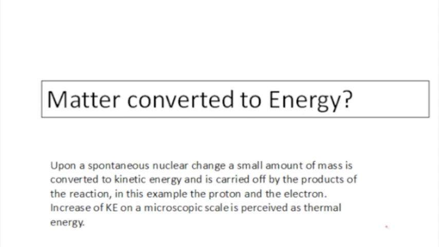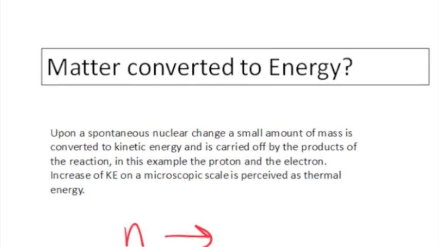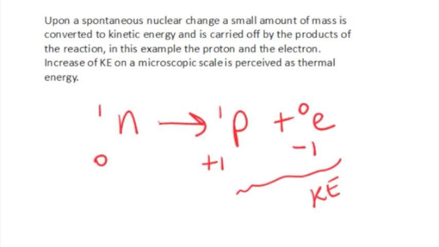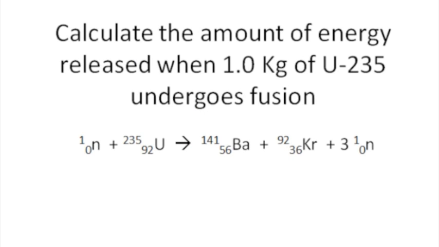So in the example that I just showed you with the neutron being converted to a proton plus an electron, let me put in all of this proper notation. When the neutron is converted to the proton, there's kinetic energy that's also given off. So some of the mass is literally being converted into energy. Given this information, it's a relatively simple equation. You can actually calculate the amount of energy that should be given off when 1 kilogram of uranium-235 undergoes fission.